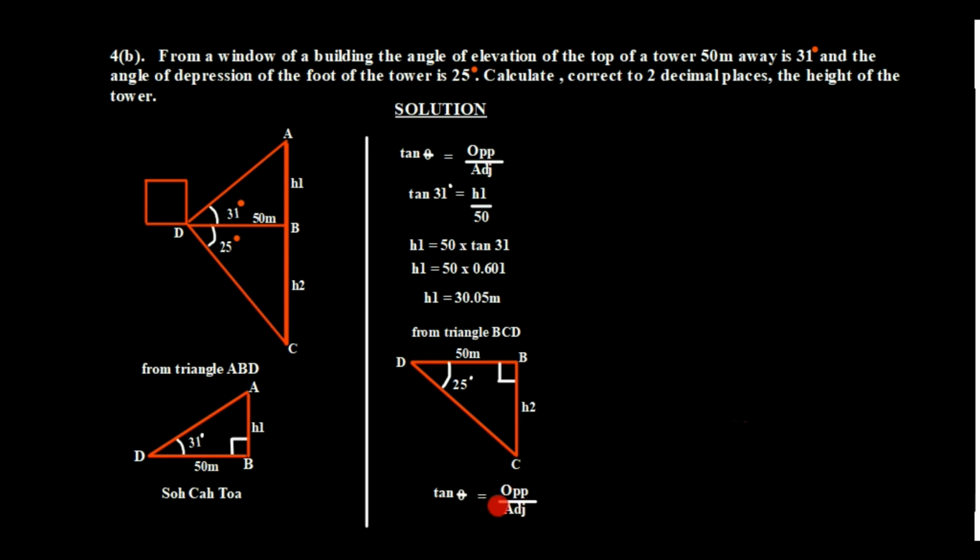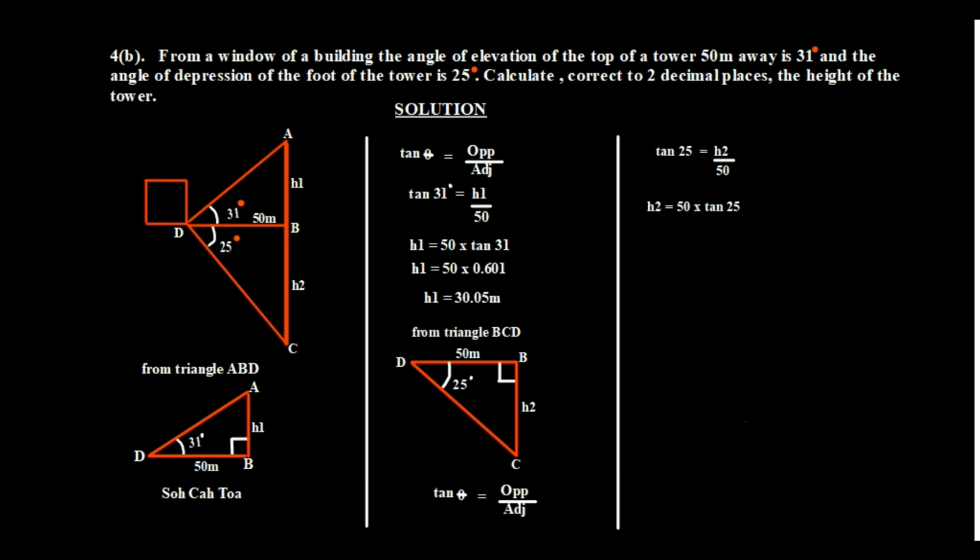So our theta is the given angle, which is 25. We can slot in 25 here. Our opposite is H2, and our adjacent is 50 meters. Let's slot in all those values in our equation. So we have tan 25 degrees equal to H2, which is opposite, divided by adjacent, which is 50 meters. And from here, you can just cross multiply, and H2 will be equal to 50 multiplied by tan 25.